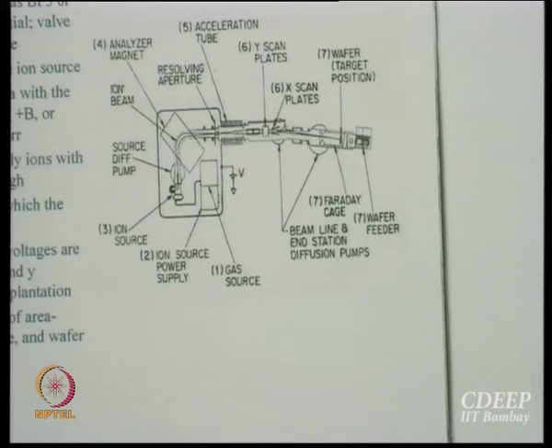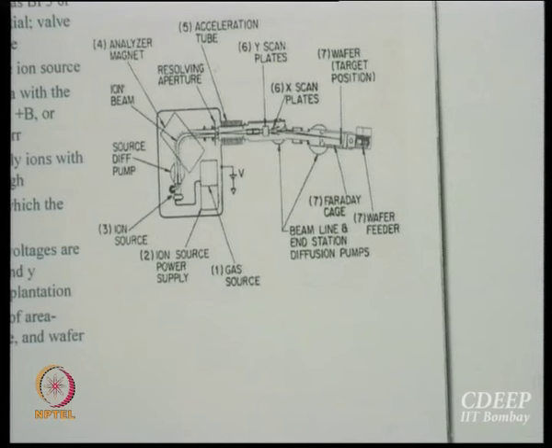We are trying to understand what an ion implanter is. The basic ion implanter is something like this. We have a source of impurities which is normally in gaseous form. For example, in the case of boron, we have boron fluoride, BF3. In the case of arsenic, it is arsine. In the case of phosphorus, it is phosphine. Or in the case of antimony or any other, you have to first create its gaseous source.